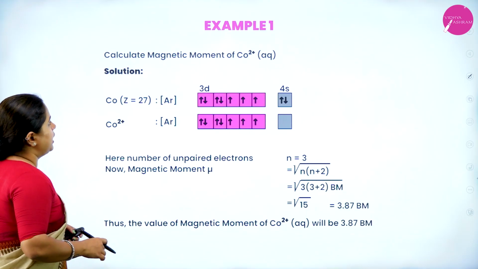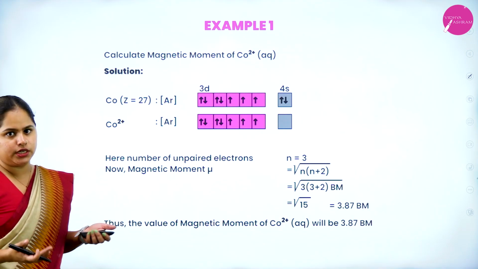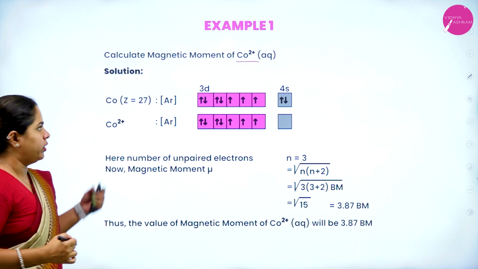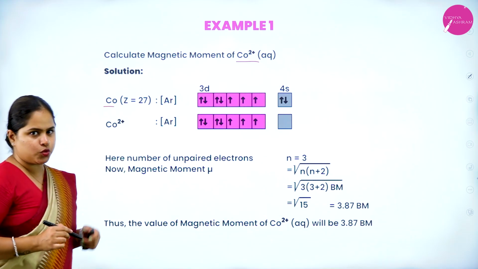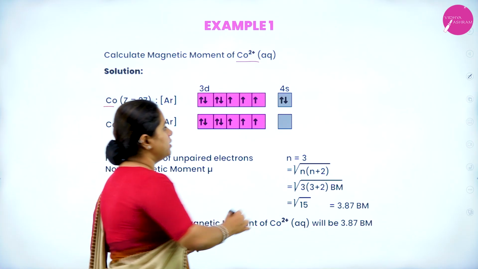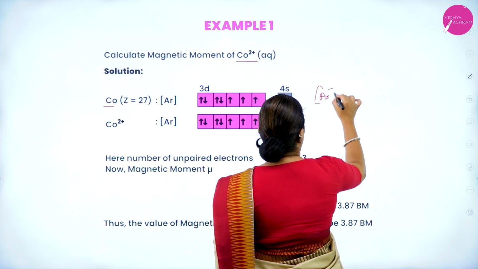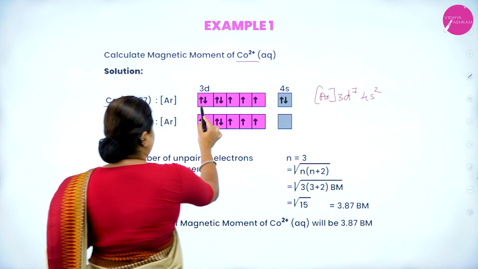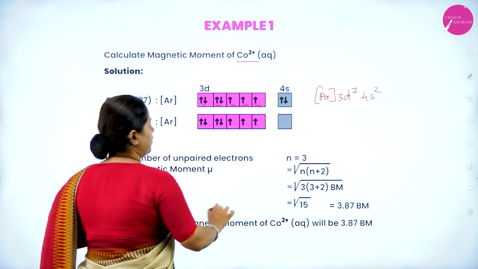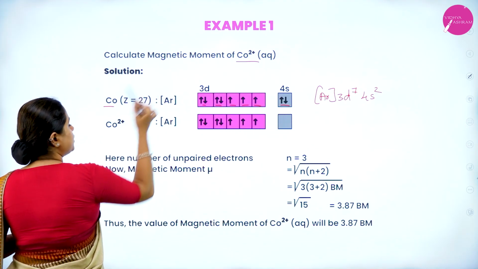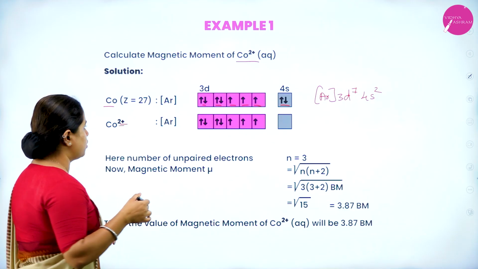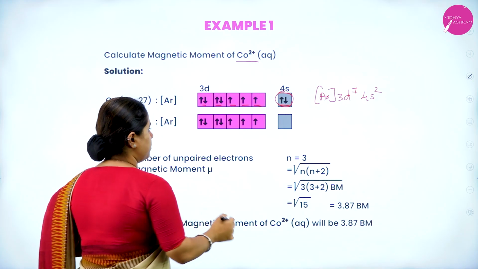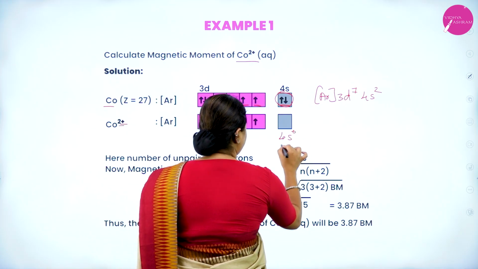Right, so let's calculate the magnetic moment of certain elements. You can see it is cobalt 2+. How do you calculate for cobalt? The atomic number is 27. So how do you write it? It is argon 3d7 4s2. You can see here 1, 2, 3, 4, 5, 6, 7 in 3d7, and 4s2. Now the question asks you for 2+. So 2 electrons are going to be removed from the 4s orbital. So it will become 4s0. Now electrons in 4s orbital.